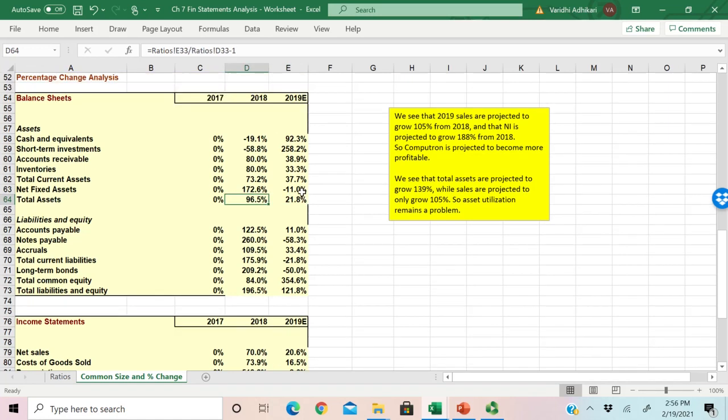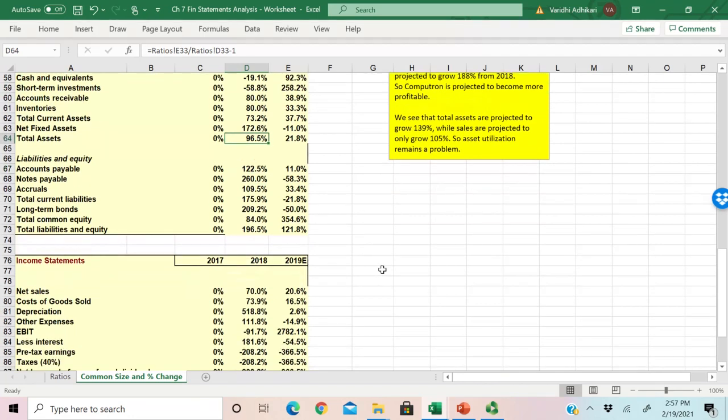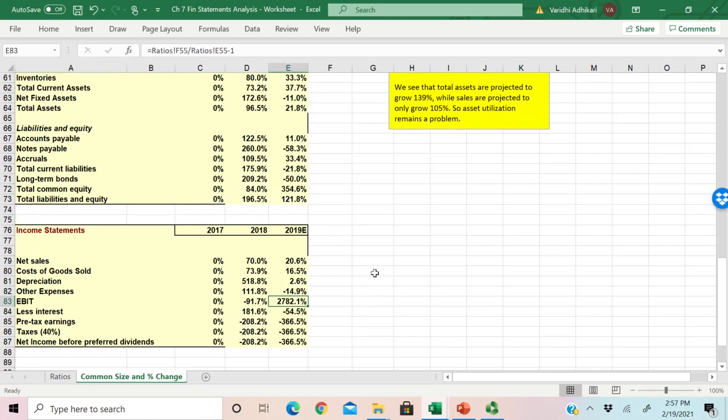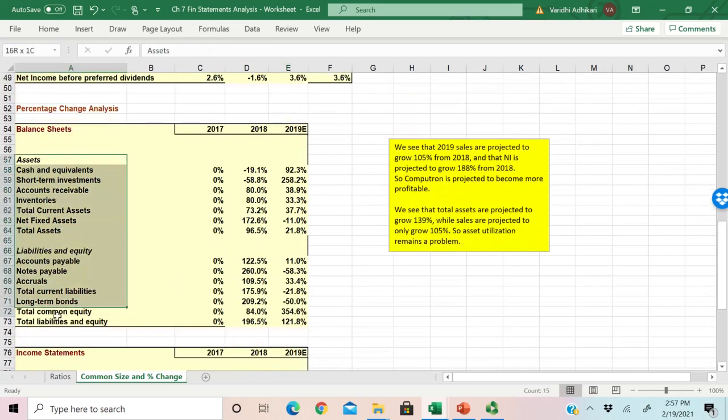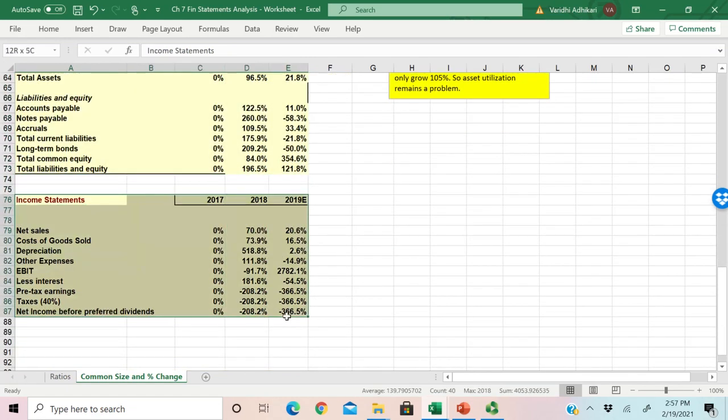However, in 2018 compared to 2017, total asset investment grew by 96%, whereas sales only grew by 70%. So the growth rate in assets, hence investment, is more than the growth rate in sales. So asset utilization, again, is kind of a problem here. EBIT, because it was negative in previous years, is kind of blowing up. It doesn't mean much, but you can see how different types of assets are growing and how they are contributing to the growth in income statement items.